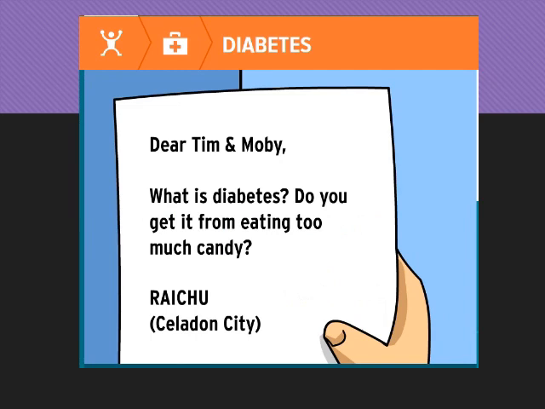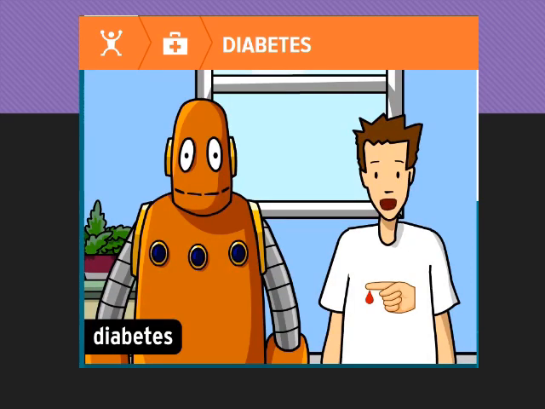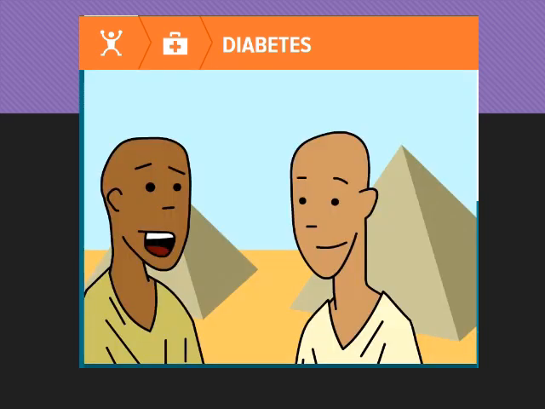Dear Tim and Moby, what is diabetes? Do you get it from eating too much candy? From Raichu. Diabetes is a disease that doctors have known about for thousands of years. It was understood how diabetes affects the human body a long time ago, but it wasn't until the 20th century that real treatments were developed.